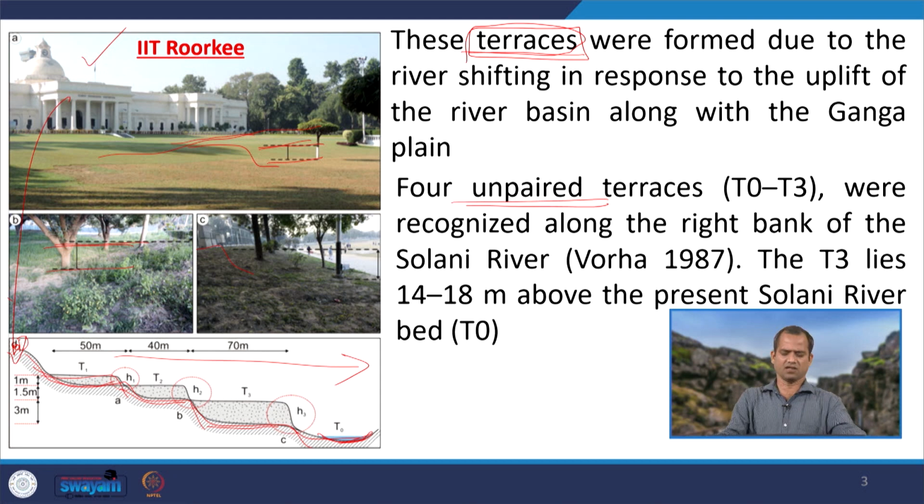There are different dating techniques available in the quaternary dating techniques. Through these dating techniques, these terraces can be dated, and the age and the height difference can be used to determine the rate of upliftment, the rate of subsidence, or the river migration in turn during the terrace development. So, here we have the T0 surface, that is the present day river bed, and except that we have T1, T2, T3, that means 3 terraces are there.